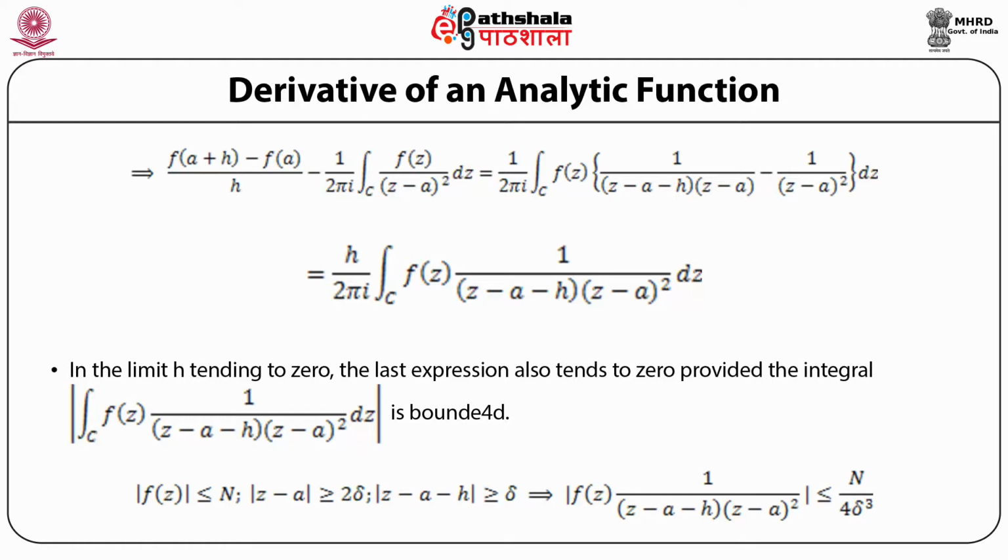In the limit h tending to 0, the last expression also tends to 0 provided the integral along C of F(z) times 1 divided by ((z minus a minus h)(z minus a) whole squared) dz is bounded. Mod of F(z) is less than or equal to N, mod of (z minus a) is greater than or equal to 2 delta, and mod of (z minus a minus h) is greater than or equal to delta. Then mod of F(z) times 1 divided by ((z minus a minus h)(z minus a) whole squared) is less than or equal to N divided by 4 delta cubed.